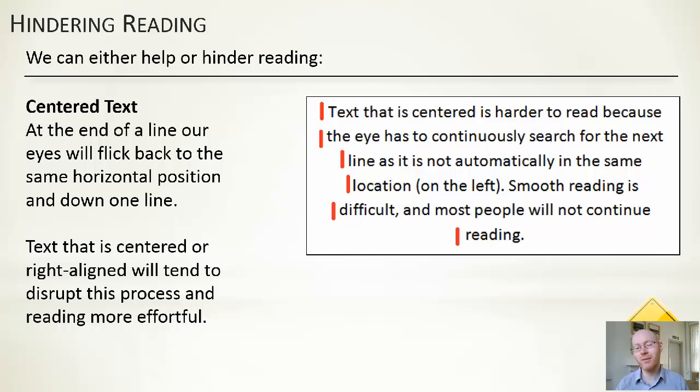We get to the end of the line, we have to jump back, move down a bit, and then correct to wherever the start of that line is. So slightly more effort is required to read centered text than it is to read left or right justified text.